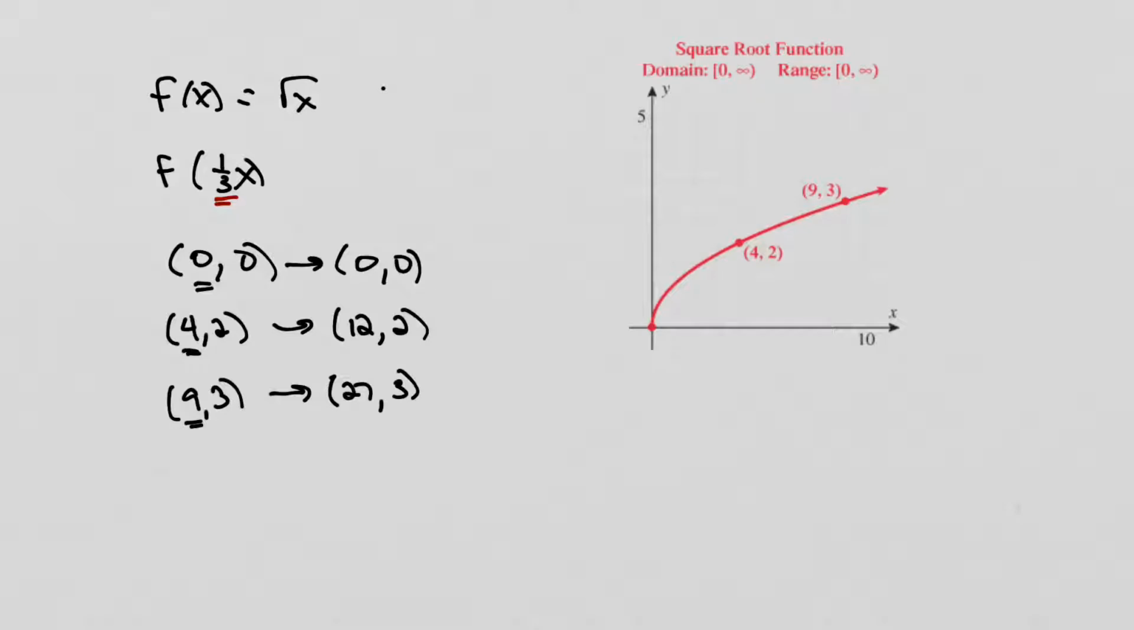So here are my 3 points: 0, 0, 12, 2, and yeah, 27, 3 is way out here someplace. So it's going to look something like this. So again, what I'm doing is taking each of these values and stretching them along the x-axis to its new point way out there somewhere.